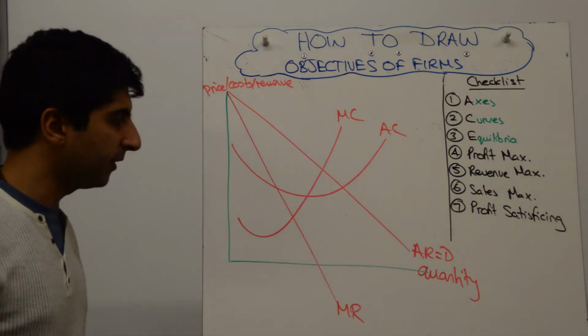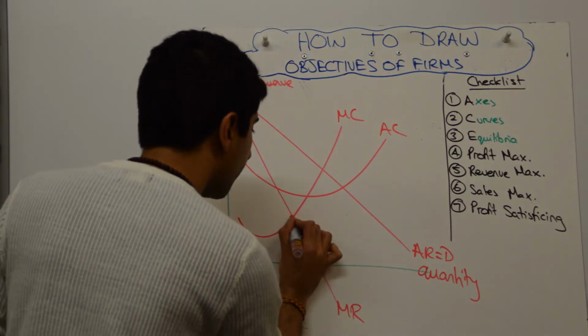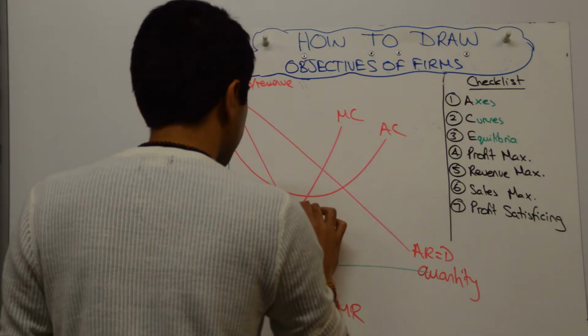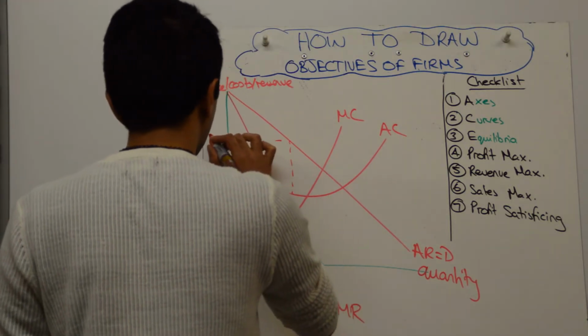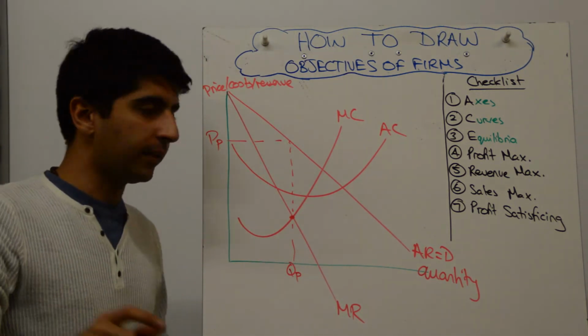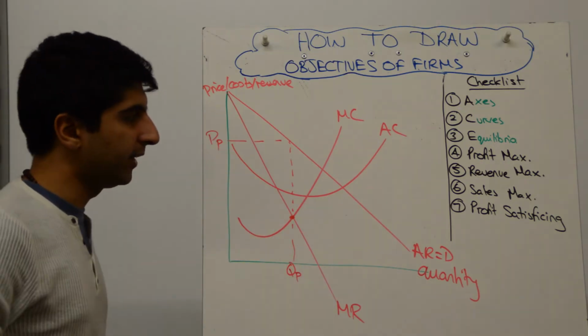So profit maximization occurs where MC is equal to MR. So let's call that point QP. And we need to read the price off the AR curve and call that PB. So we have the profit maximization point where MC equals MR done, and the price and quantity there.